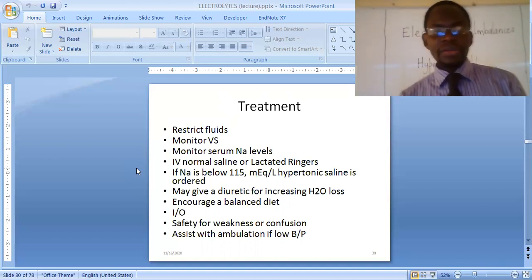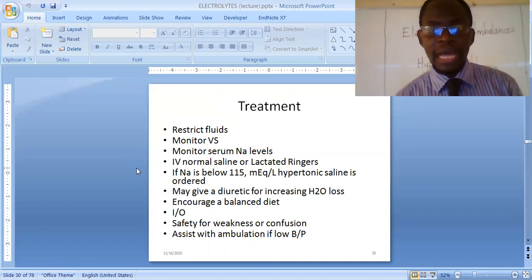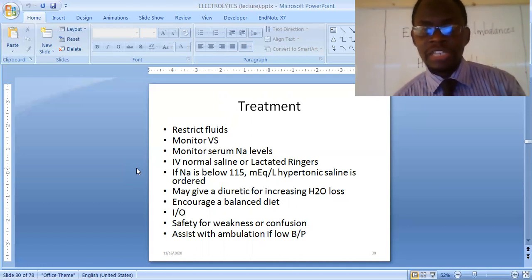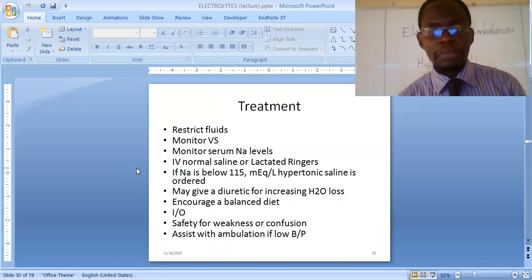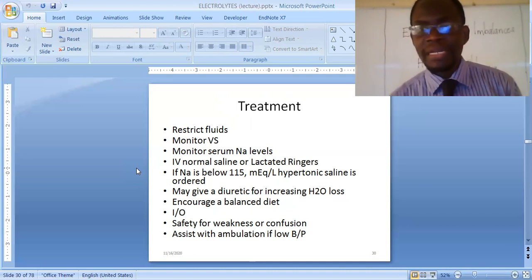Things like input and output should really be monitored. Also safety, because of confusion they can easily fall. So you assist with ambulation, assist them to move in case they have a very low blood pressure.